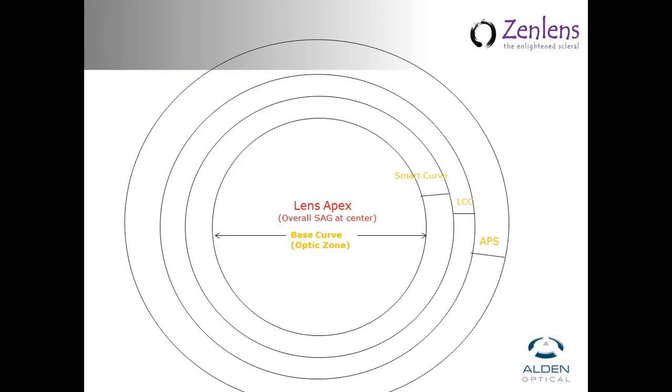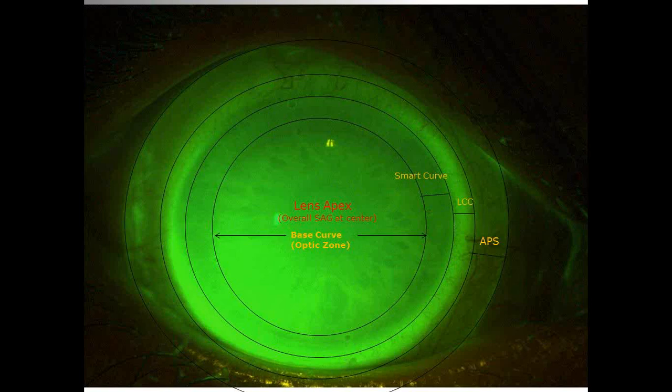So again, here's just the basic layout of the lens on an eye. We've got that base curve of the optic zone centrally. You have that smart curve that adjusts for changes in sag that's desired.